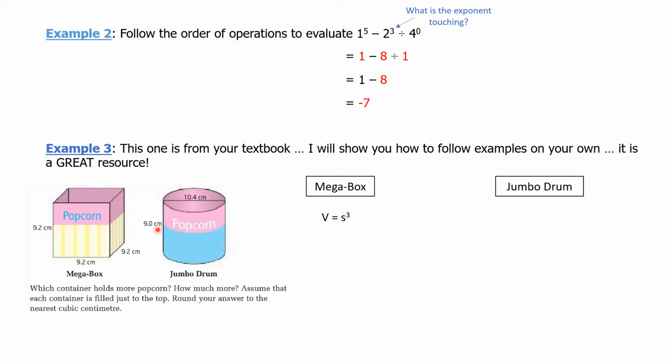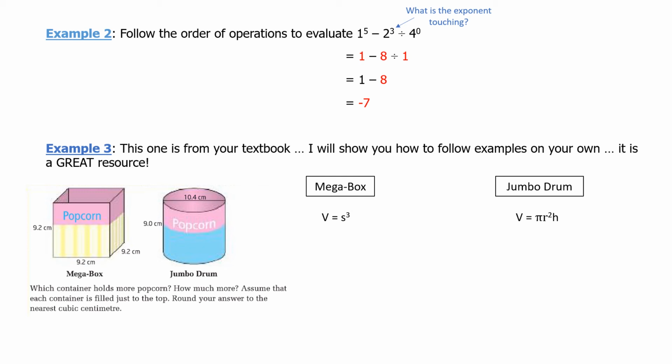Now let's look at the jumbo drum. What shape is this? It's a cylinder. So the volume of a cylinder is the area of the base of the cylinder, and the bottom of the cylinder is a circle. So the area of the base, that's pi r squared, times the height. So there's a formula for the jumbo drum. Now we're going to sub in some values here. Let's start with the mega box.